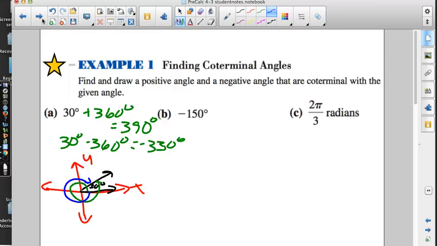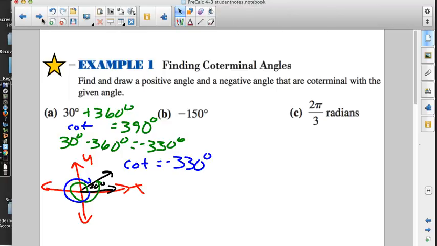So we had to draw the positive angle and negative angle that are coterminal with this angle, and we would probably want to use a little notation. We didn't have a name for this angle, so we'll just put COT, 390, COT, negative 330. Or you could go back and label this theta and put theta coterminal for those. All right. My guess is we don't need to do B. Are we in agreement? Okay, so let's go to the radians one.